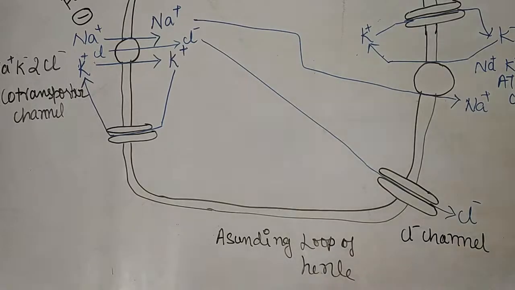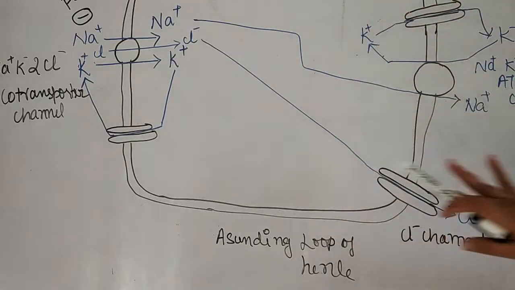So here you can see the mechanism of action of all the loop diuretics or furosemide. Here you can see this is the structure of the ascending loop of Henle, meaning inside the structure.